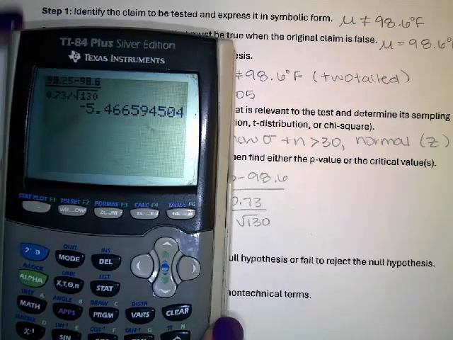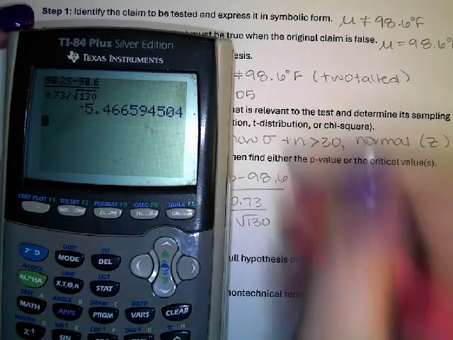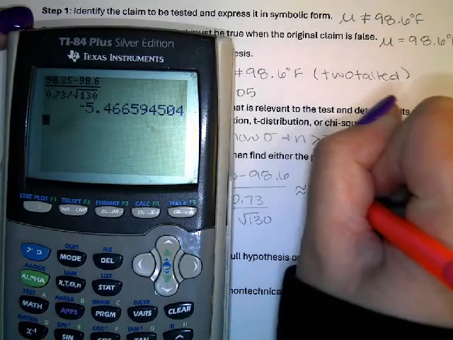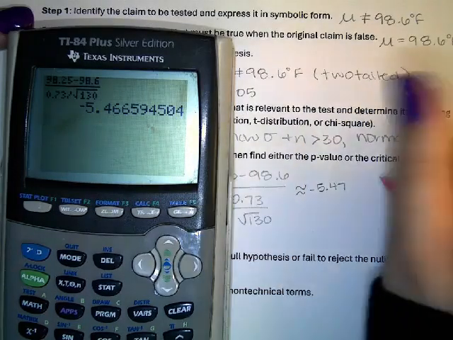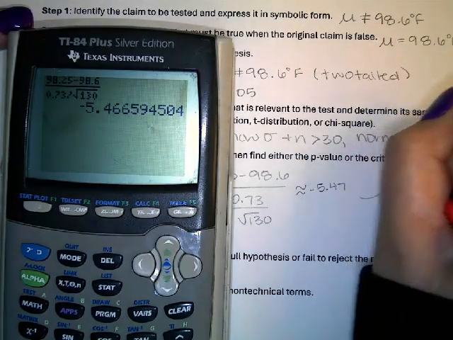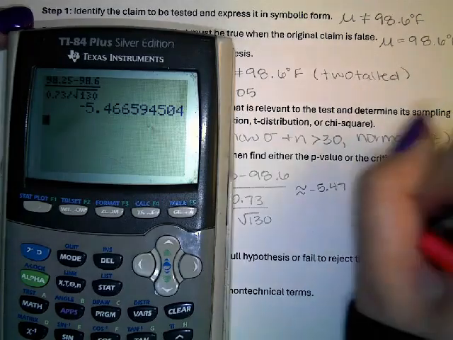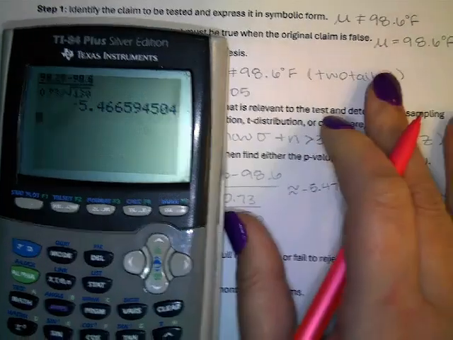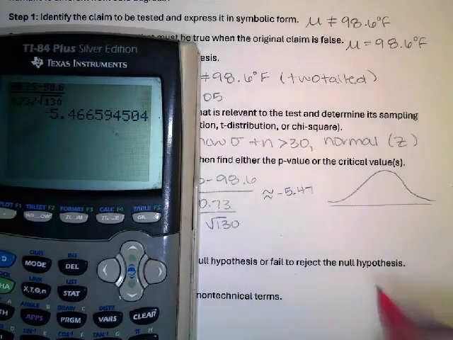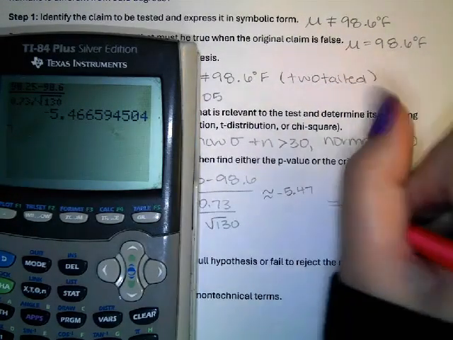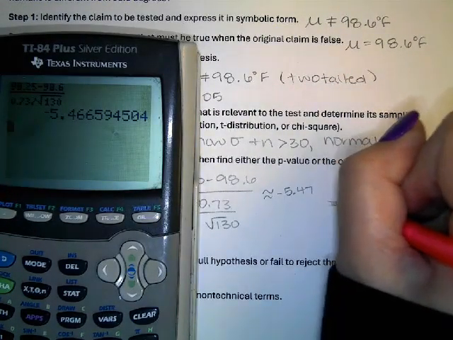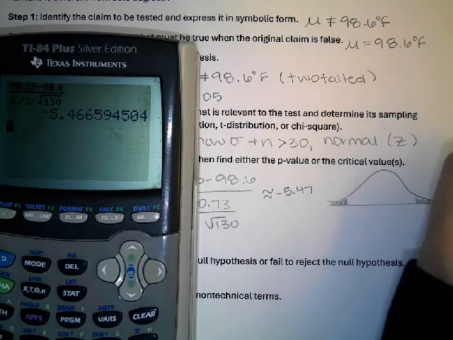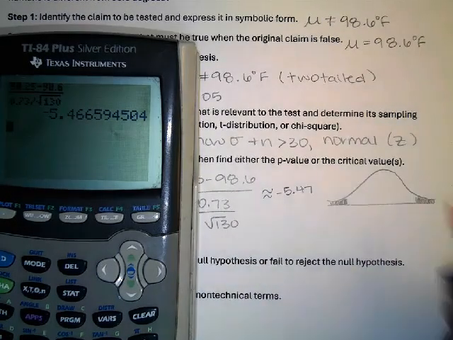Okay, so I'm going to draw my standard normal distribution. My alpha was 0.05, but I have that for two tails. And so I'm going to have a little bit on the left over here and a little bit on the right over here. And altogether, that has to add up to 0.05. So 0.05 divided by 2 is 0.025.